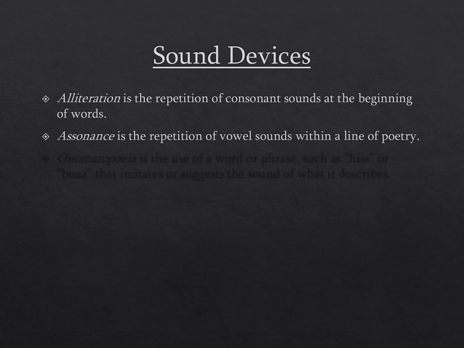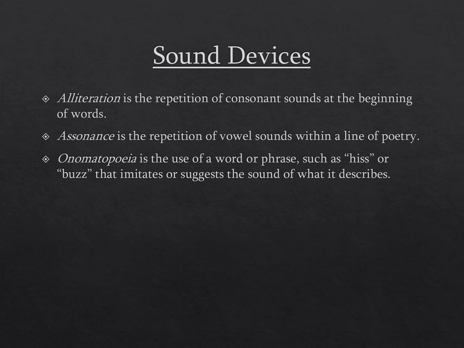Assonance, the repetition of vowel sounds within the line of poetry. Again, let me repeat: alliteration is the repetition of consonant sounds at the beginning of words, while assonance is the repetition of vowel sounds within a line of poetry. Onomatopoeia, as what we have discussed, is the use of a word or phrase such as hiss or buzz that imitates or suggests the sounds that it describes.